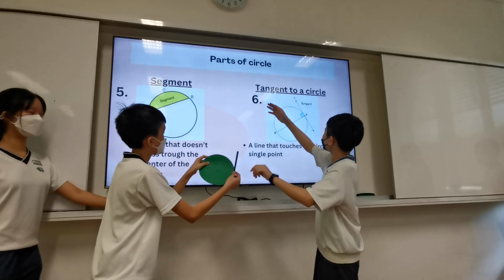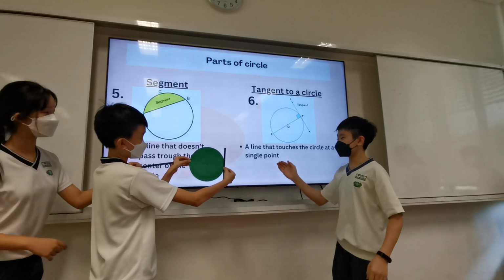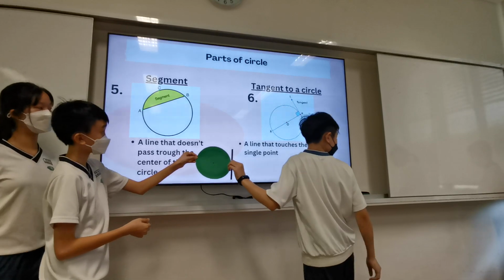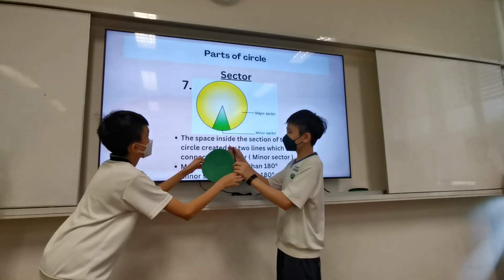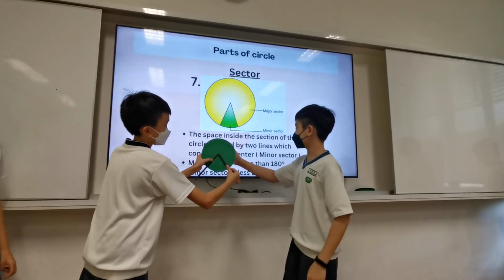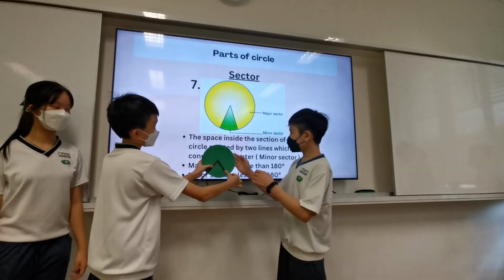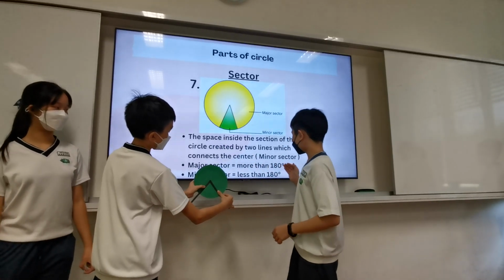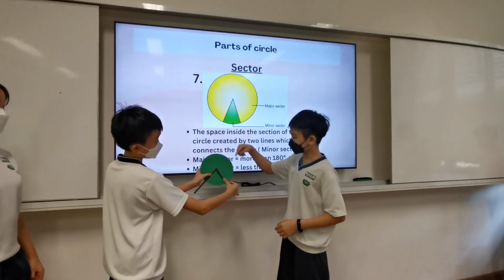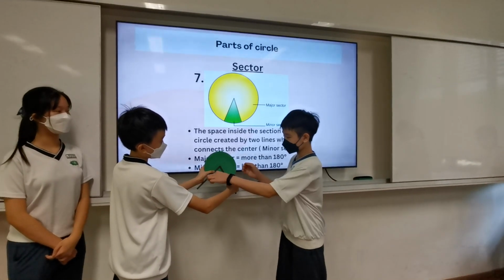And lastly, for tangent to a circle, it's a line that touches the circle at a single point, which is here, like this. And lastly, is the sector. It's the space inside the section of the circle created by two lines, which connects the center. Usually, the major sector has more than 180 degrees, as shown here, the major sector. And the minor sector has less than 180 degrees, which is here.